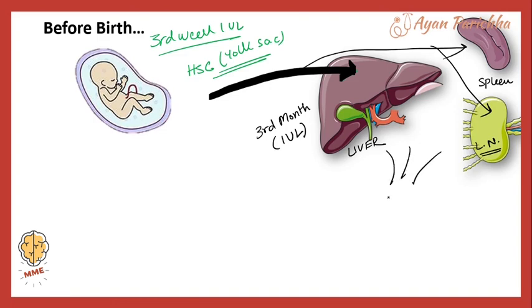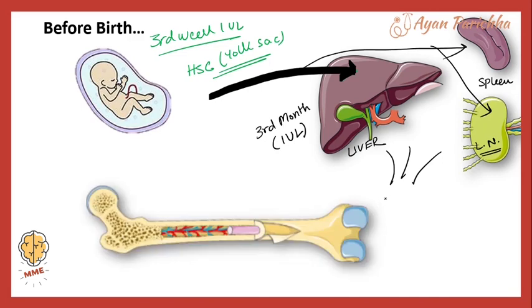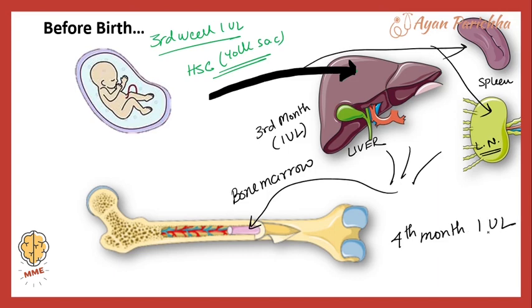From these two organs, these hematopoietic stem cells move to somewhere known as the bone marrow. At around what time? They move in the fourth month of intrauterine life. So at around the fourth month of intrauterine life, they move into something known as the bone marrow. And from the fourth month onwards, bone marrow becomes the main site of hematopoiesis. This we all know, right?